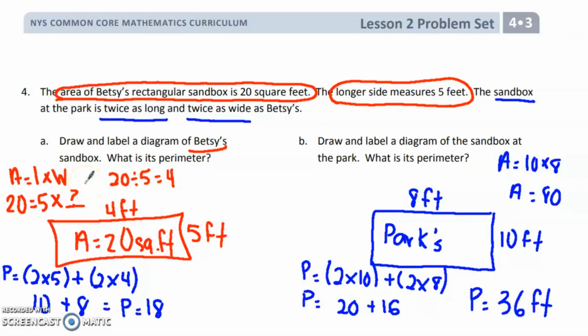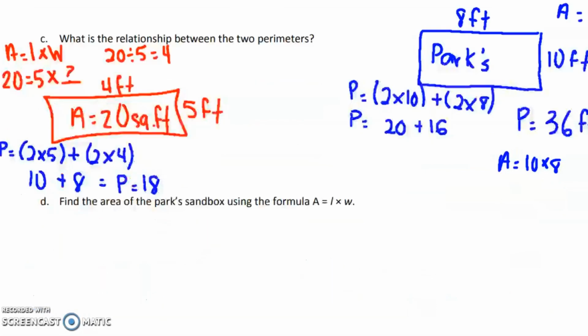And there's a reason why I'm saying that, because it goes into the next question. So let's go ahead and continue on to the next part of the question. All right, now, so that leads us into question C, which is what I was explaining. It says, what is the relationship between the two perimeters?